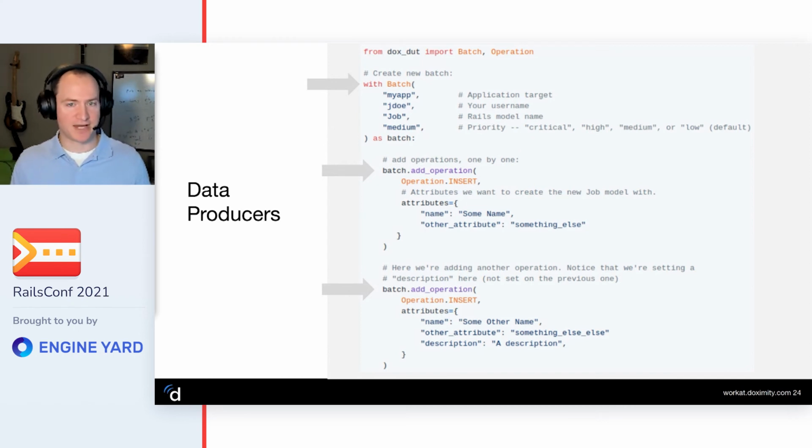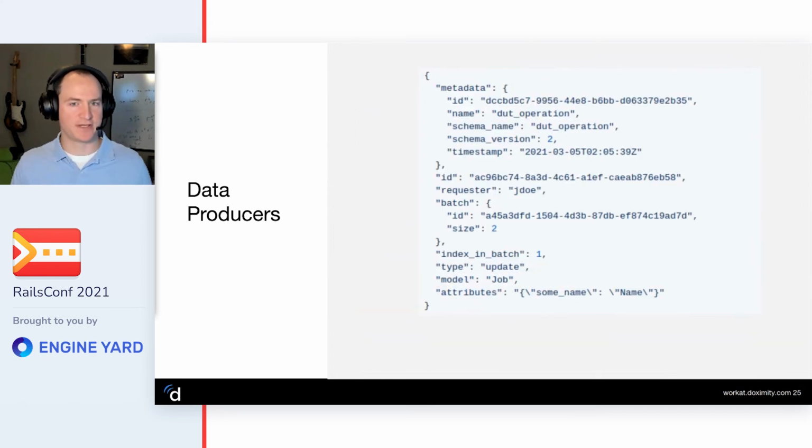But the messages actually end up looking something like this. After you run the script, it'll produce a bunch of messages that look like this. And this can really look however you want as well. These are just some decisions that we've made. Some things I want to point out here. We have the batch, which gives you the ID and the size of the batch. In the previous slide, we created 2 operations, so this has 2 operations in that batch.